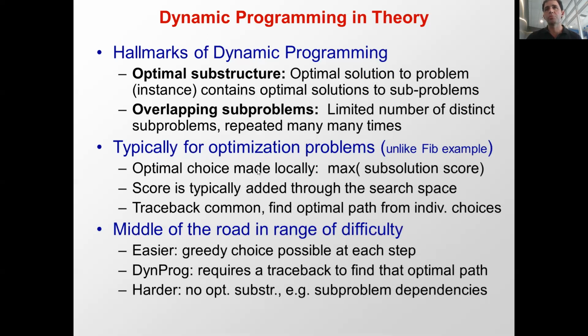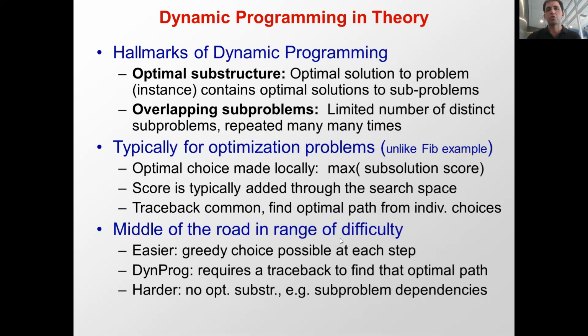Here, the optimal choice will be made locally by basically taking the maximum of a sub-solution score and then optimizing by making that choice. And then the score will typically be added through the search space, and traceback will be the last part, where after we have computed the score of the optimal solution, we're going to be tracing back through our saved solutions to find the optimal path. For Fibonacci, there was no such optimality. There were no choices.